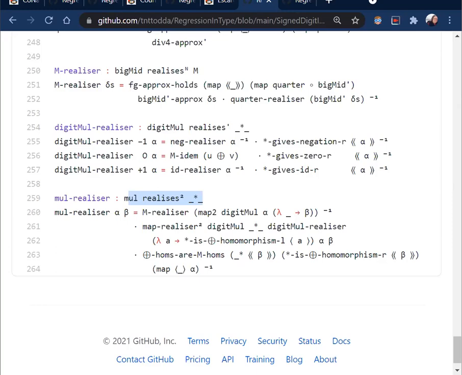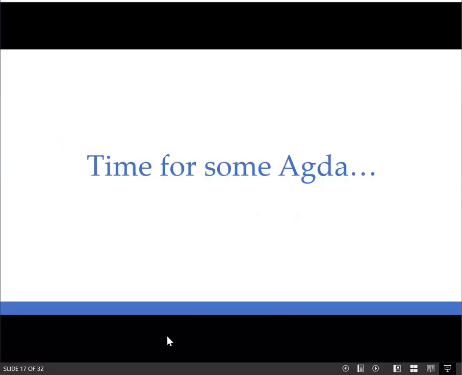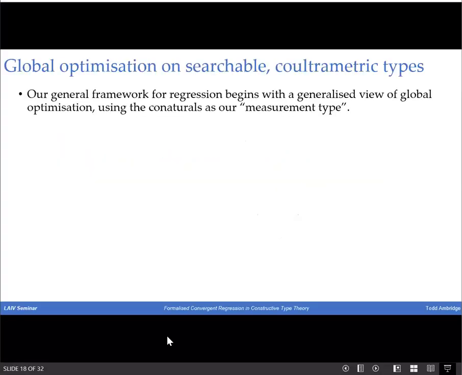I'm going to go back to the slides now for the last bit of the talk, which is the theorems that we've proved. So I've brought in all this stuff about a general class of types, codistance, signed digits, continuity, searchable. All this stuff's a bit hazy at the moment. How does it all fit together? Let's have a look. So, how does it go back to what we were talking about earlier about optimization and regression? We've got quite far away from that, it seems.